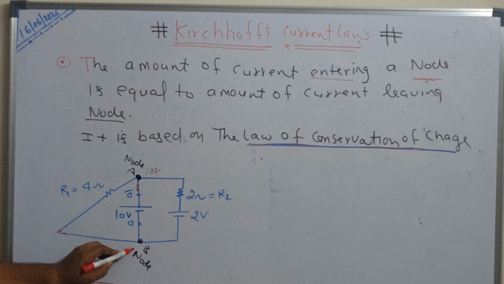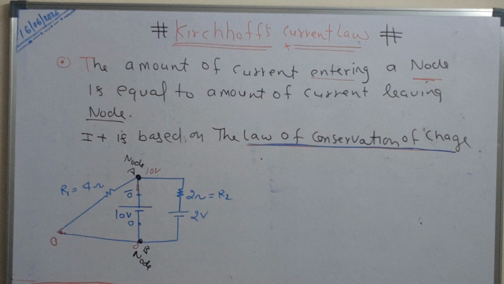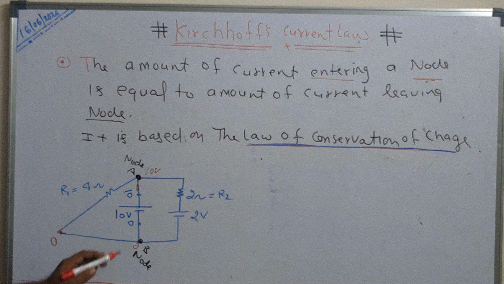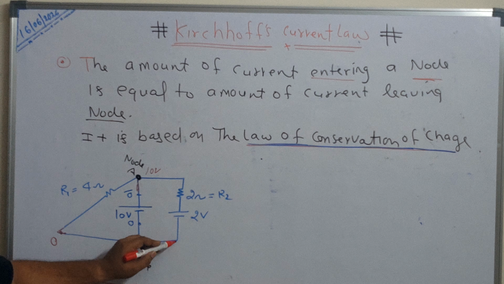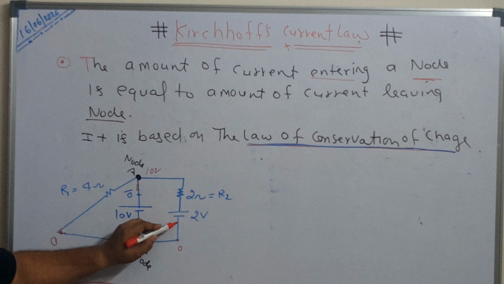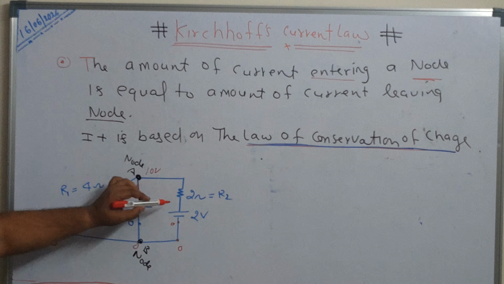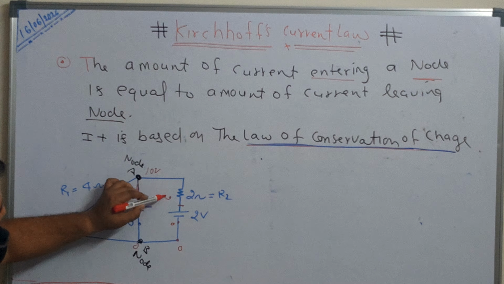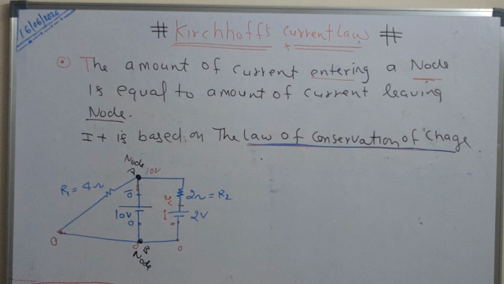Similarly, this is 0, then this point is also 0 volt, and this point is also 0 volt, because this is a connecting wire. That's why the potential drop is 0, and this point also becomes 0. If the negative terminal of the battery is 0, then the potential at this point becomes 2 volts. That difference must be equal to the 2 volts of the battery.